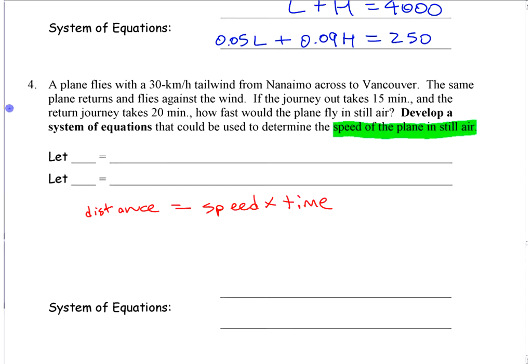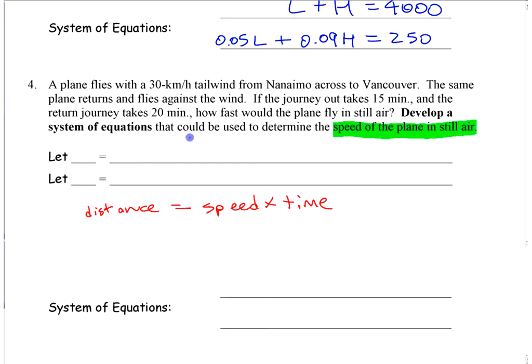It tells you how far it is to go there and to come back, right? But it talks about going against the wind, and then with the wind, right? Tailwind means you're going with the wind. The wind's behind you, helping you. The other way would be called a headwind. We can say against the wind.